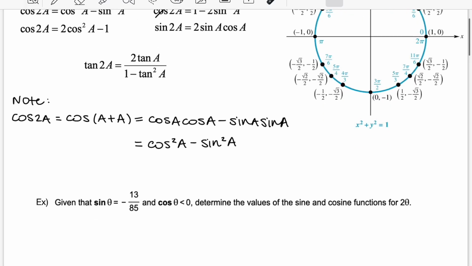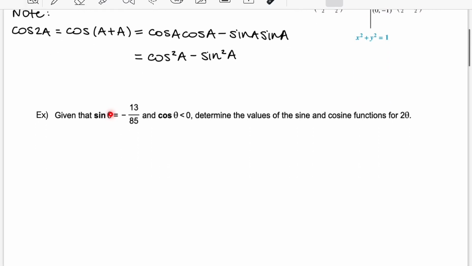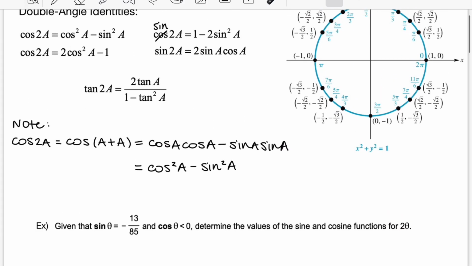So let's look at this example here. We're told that sine theta is equal to minus 13 over 85. Cosine theta is going to be some value that's less than 0. And what we want to do is determine the values of our sine and cosine functions for a double angle. Okay, so first, notice that sine of a double angle is going to be 2 times sine of that angle times cosine of that angle. Now we do have sine of this angle, but we don't have cosine of this angle. So what we're going to need to do first is find cosine of this angle.